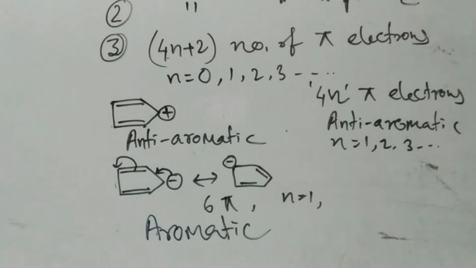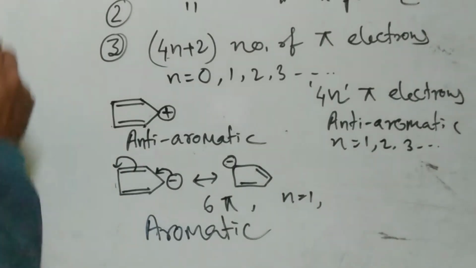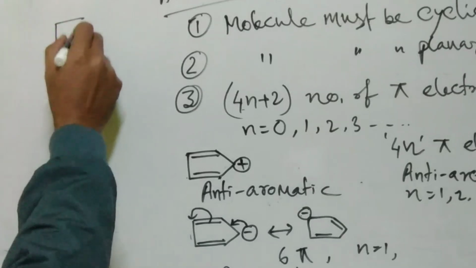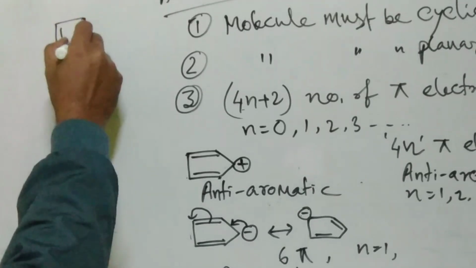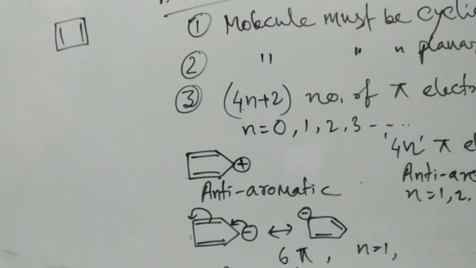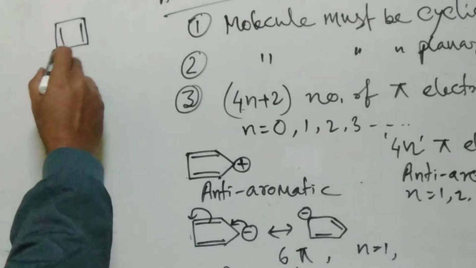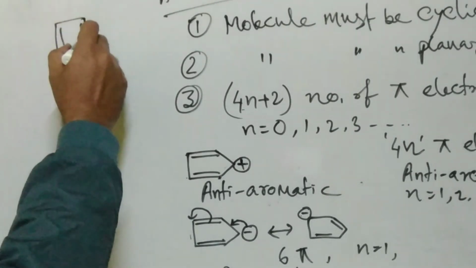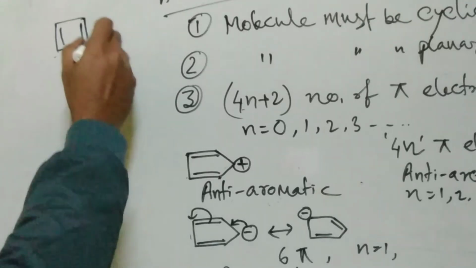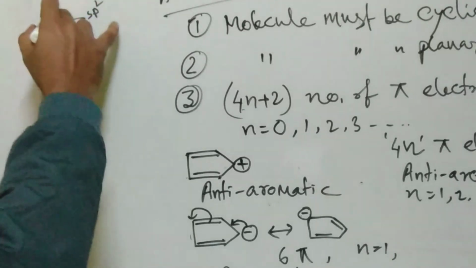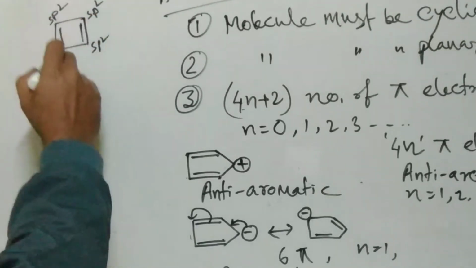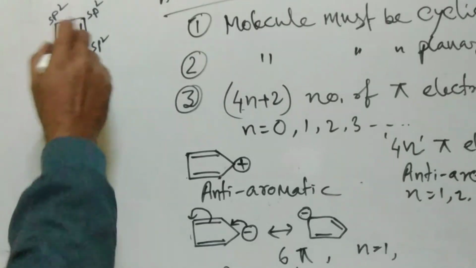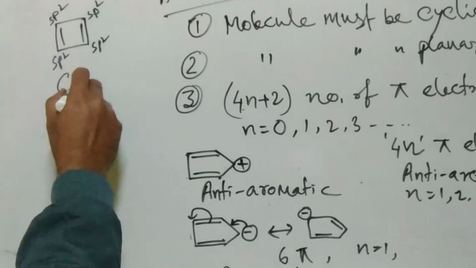Now let us check some other example also. The next molecule: we need to say whether this molecule is aromatic or anti-aromatic. Here all the carbon atoms are sp2 hybridized, as all made double bonds. So the molecule is planar and the molecule is cyclic.